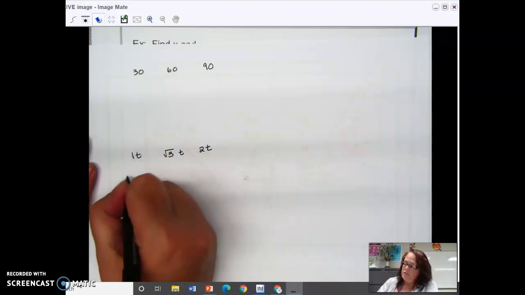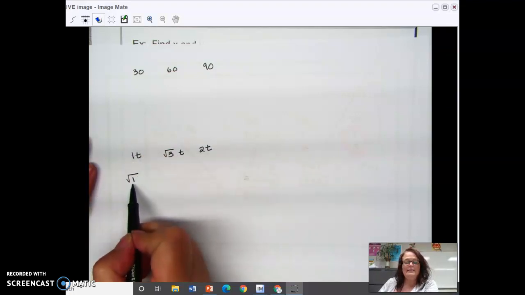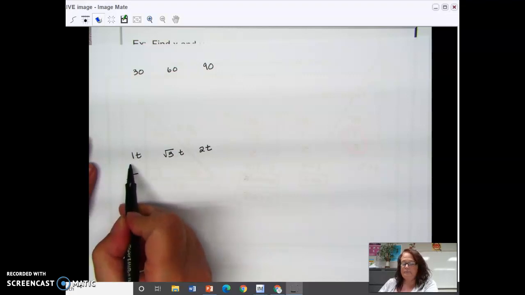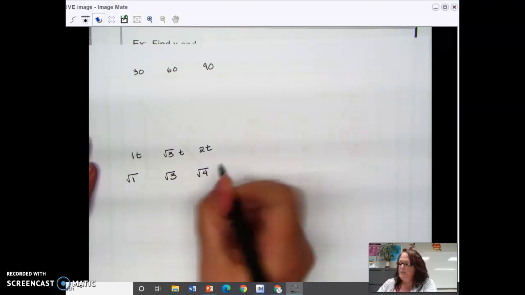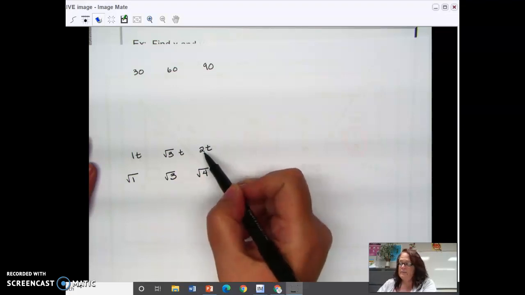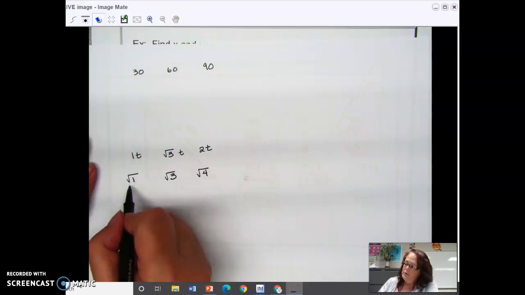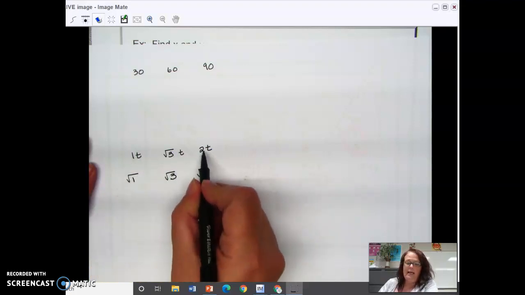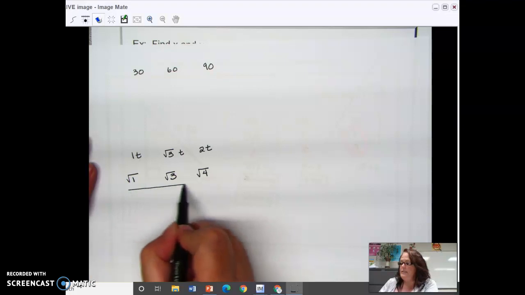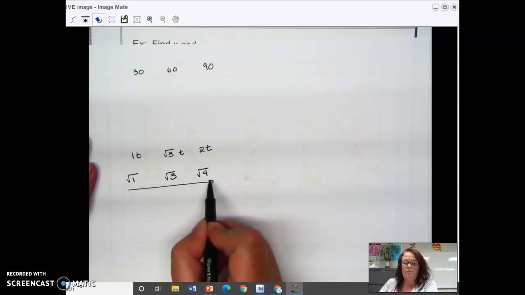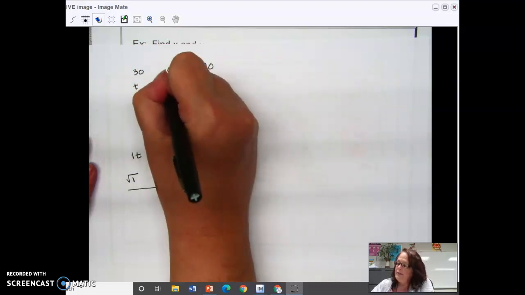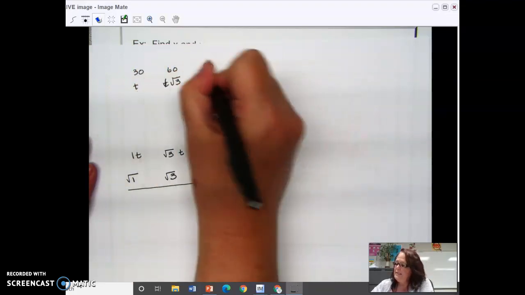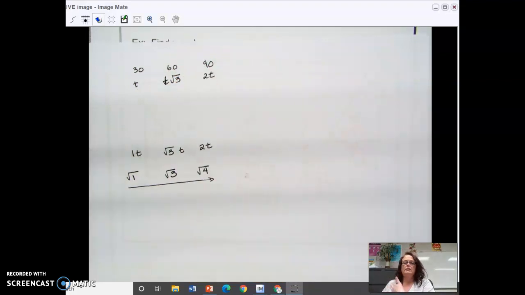So would you agree if I take the square root of 1, that is equal to 1? I've got the square root of 3, and if I take the square root of 4, that is equal to 2. So this is really saying the square root of 1 times t, the square root of 3 times t, and the square root of 4 times t. So notice these go in order from smallest to largest as well. So that's how we know that the 1t goes with the 30, the t root 3 goes with the 60, and then the 2t goes with the 90. Smallest to largest for the top and for the bottom.